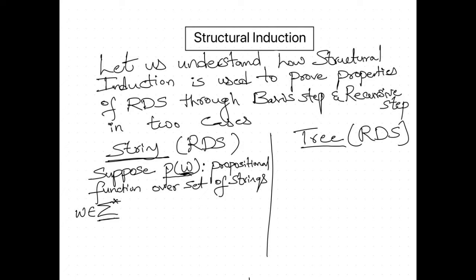Now in this particular structural induction, what are we going to do? In structural induction, I am writing it in short as SI. In structural induction, what do I want to prove? To prove P of W, the propositional function, is equal to true. This is my statement to be proved by using structural induction: to prove P of W is equal to true for all strings.